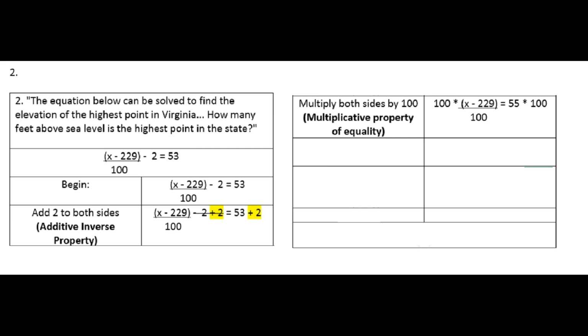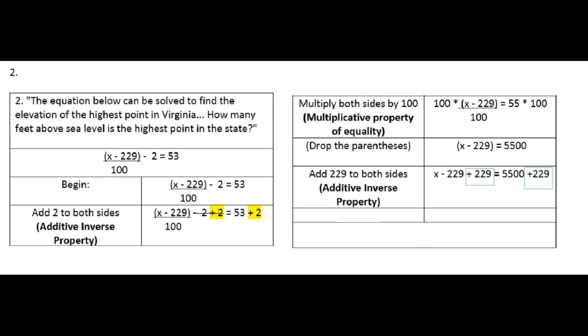Then we multiply both sides by 100 to get rid of that denominator. That's the multiplicative property of equality. So we have 100 times x minus 229 over 100 equals 55 times 100. X minus 229 equals 5500. Drop your parentheses. Add 229 to both sides as additive inverse. The answer is 5729, or J. All right, the answer is J for that one.